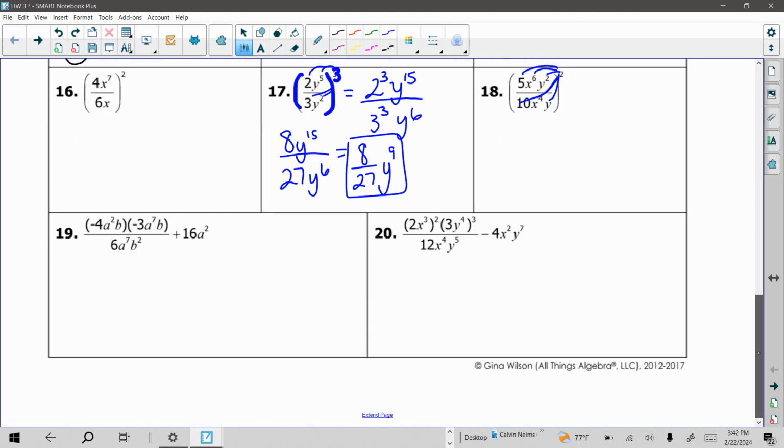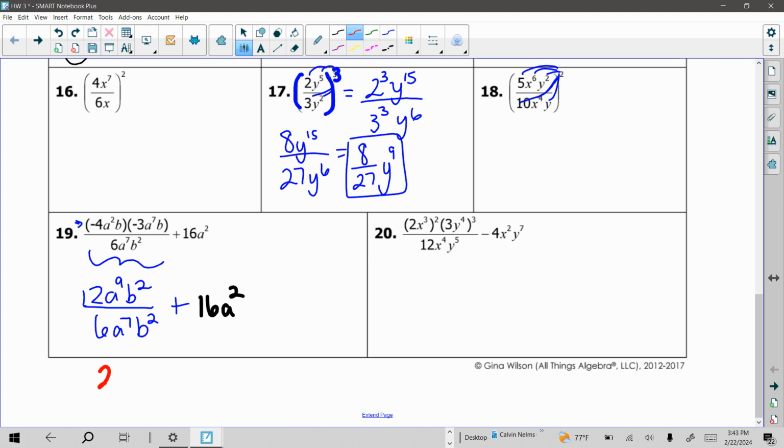And then this last section, you're going to have to do the multiplication, like simplify the fraction first, and then do your addition. You've got to follow order of operations. So this requires me to do the top first, the multiplication. Doing the product rule, this is going to give me 12a to the 9th b squared, and that's going to now be over the 6a to the 7th b squared. Now I want to simplify that because that's now going to be added to our 16a squared. So we just need to simplify this here, which we can.